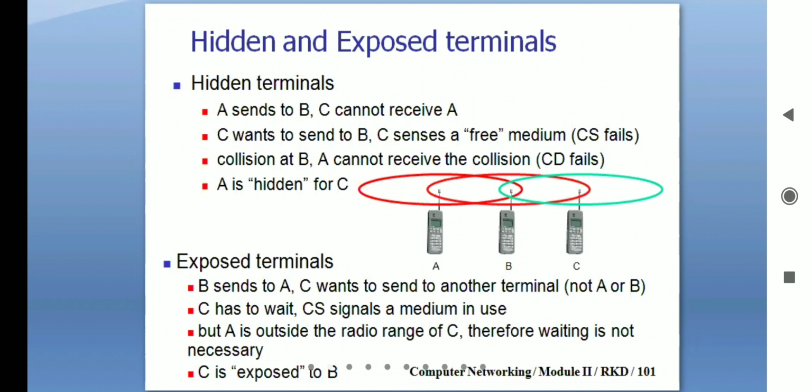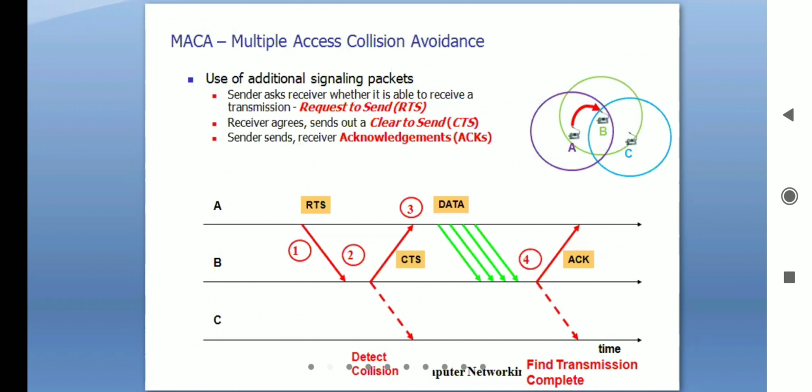Now you go to the solution. There is a concept of RTS and CTS mechanism used to avoid or detect the collision. Remember, RTS is request to send, CTS is clear to send. These two mechanisms are used in wireless medium to check during the transmission whether the medium is free or busy.